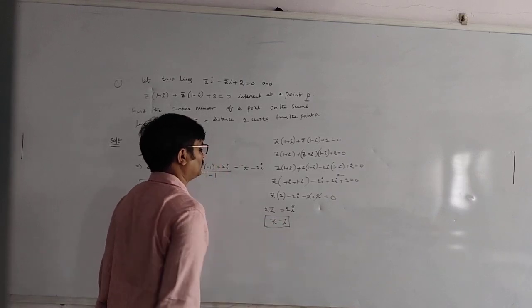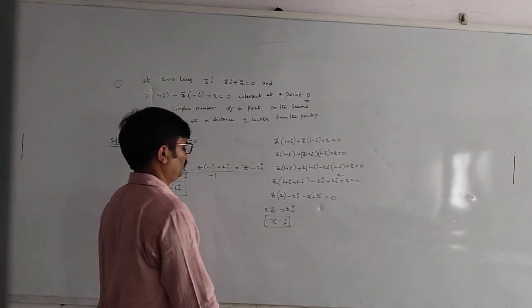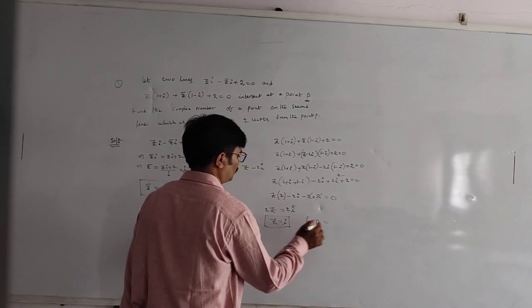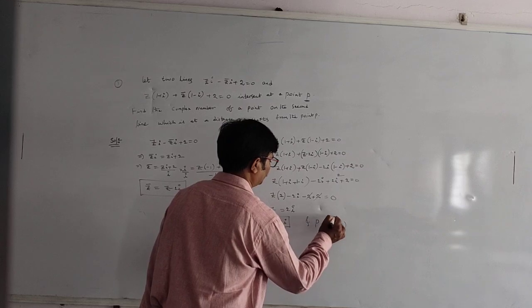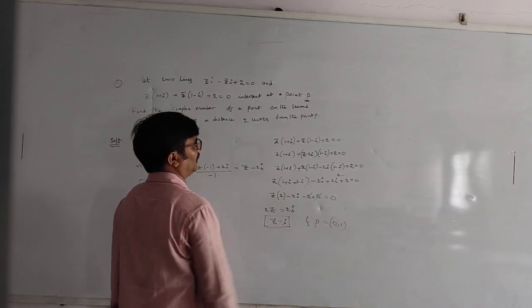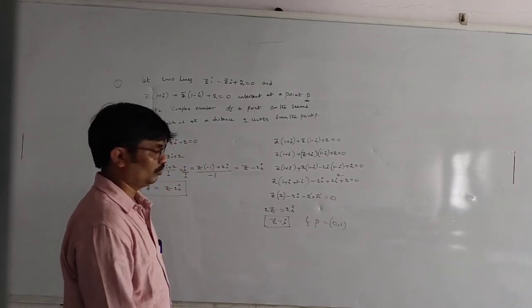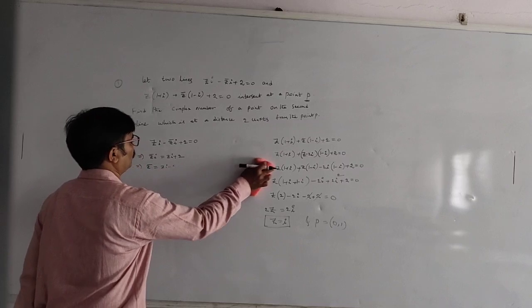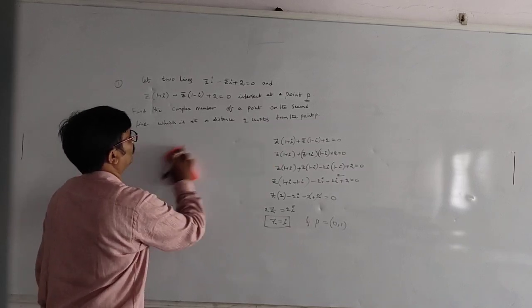The z equals i, we can write as the point P. Point P is, students, 0, 1. The imaginary part is the 1, real part is the 0. Okay students, this is the point P. Now students, we have to find what is the next.